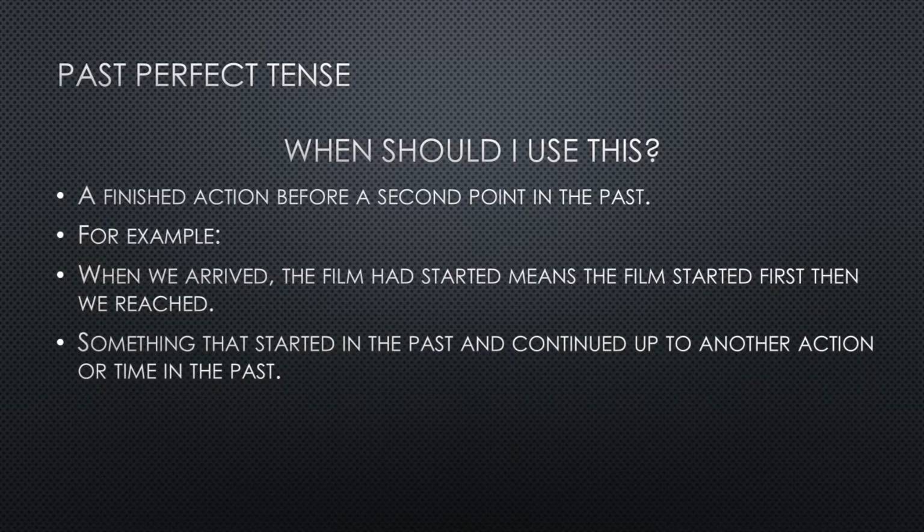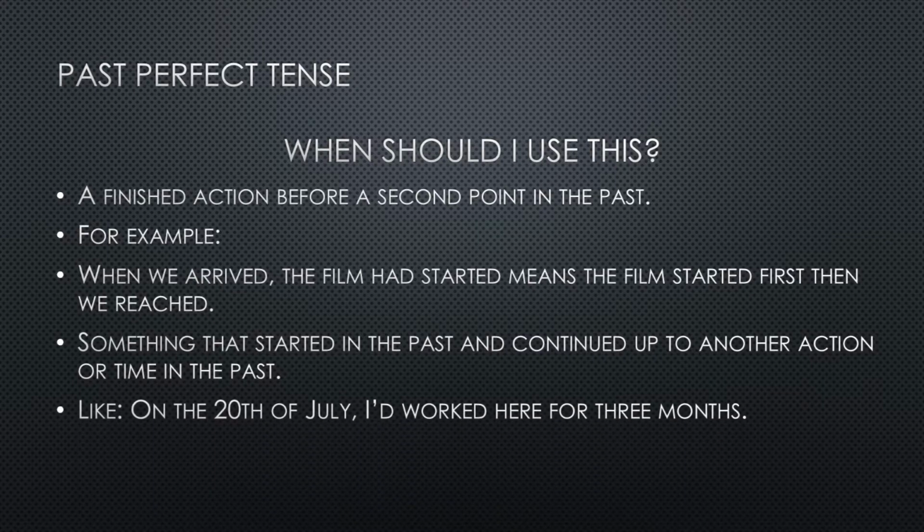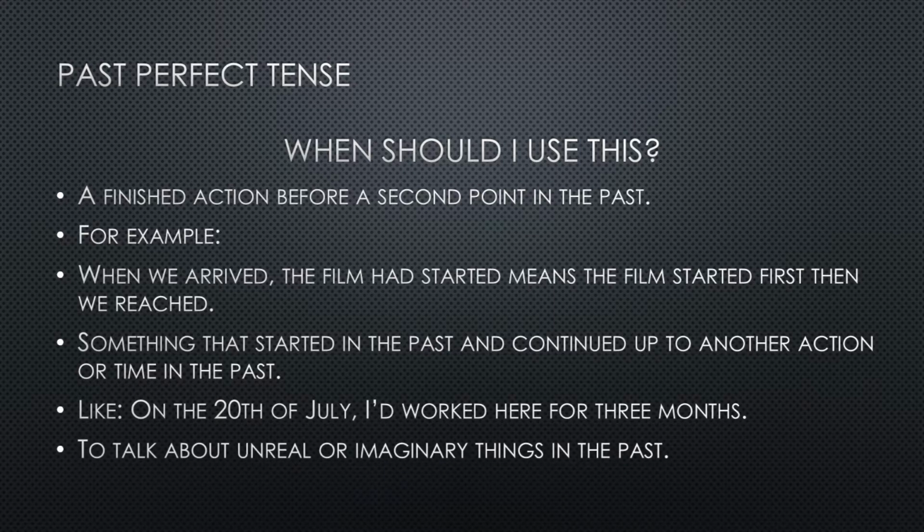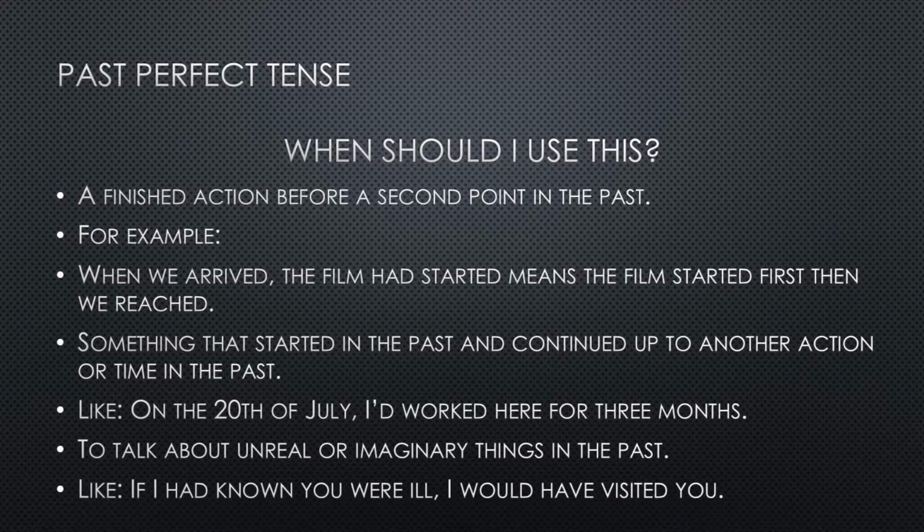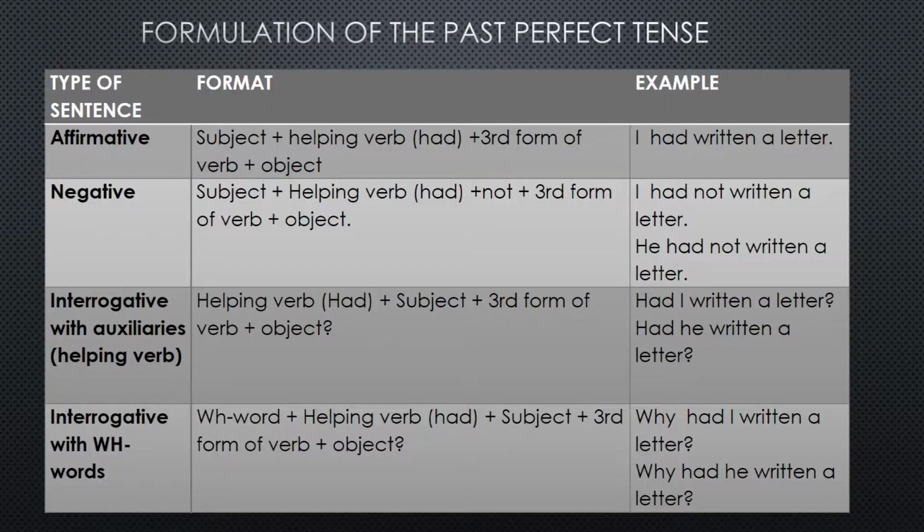Something that started in the past and continued up to another action or time in the past. Like, on the 20th of July, I had worked here for 3 months. To talk about unreal or imaginary things in the past, like, if I had known you were ill, I would have visited you. Let's talk about the formulation of past perfect tense.